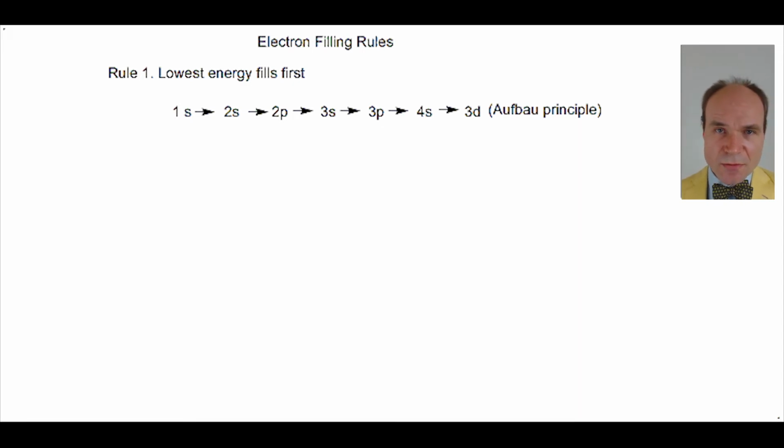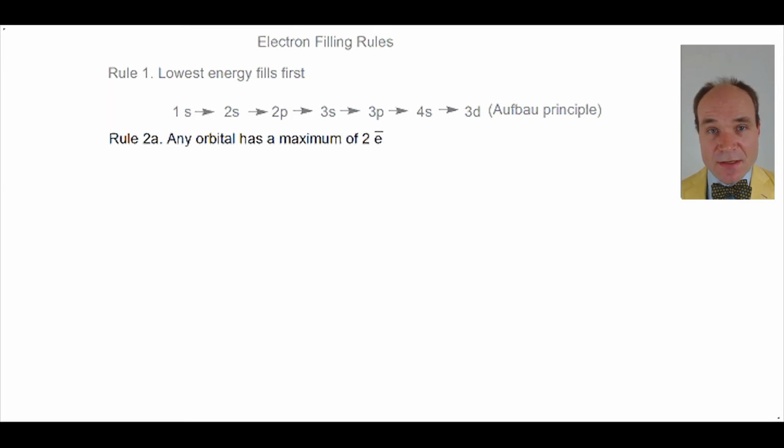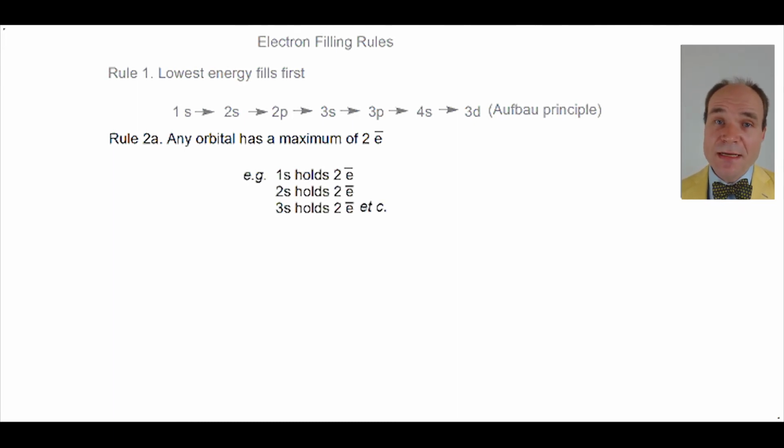The next rule we deal with is that the maximum number of electrons that we can introduce to any one orbital is 2. So we can have 1 electron present in an orbital, we can have 2 electrons present in an orbital, we cannot have 3 electrons present in an orbital. So the maximum number of electrons in one s orbital is 2. The maximum number of electrons in a 2s orbital is 2. And the maximum number of electrons in a 3s orbital is also 2.